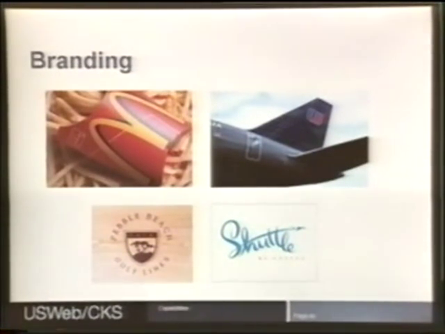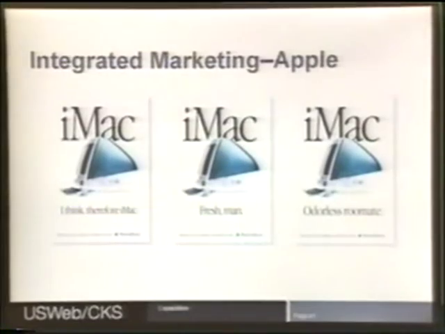Moving into the consumer area, the foods and beverage area, McDonald's Corporation, again, came to USWebCKS for innovation in the design area, certainly in the packaging area and the food and beverage area. United Airlines, Pebble Beach Golf Links, again, doing some very high-end branding and differentiation work for some of the most respected brands in the world.